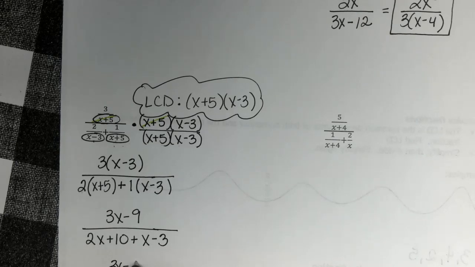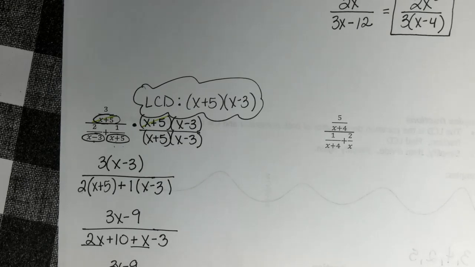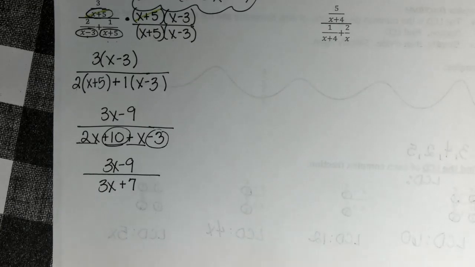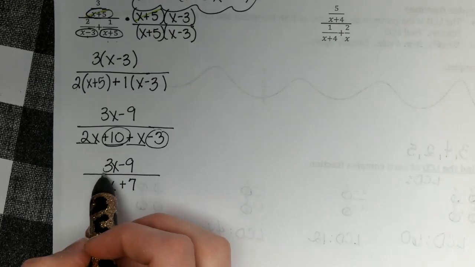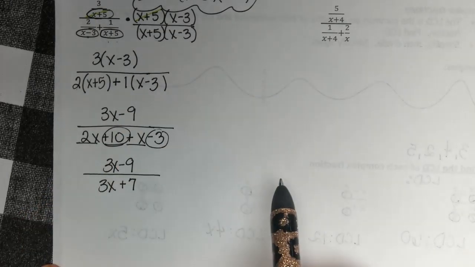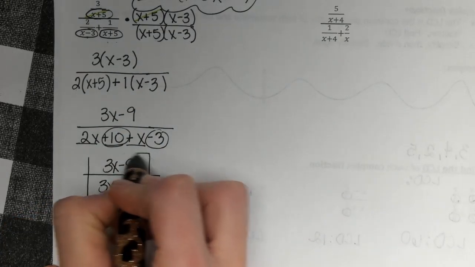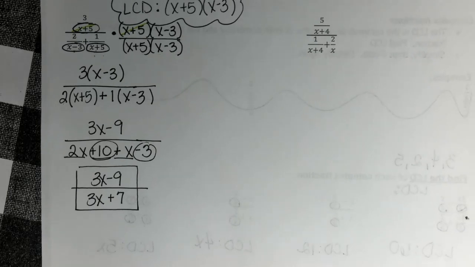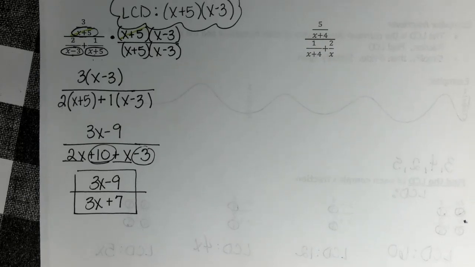So 3x minus 9 over 2x plus x is 3x. 10 minus 3 is 7. I can't simplify that. I could factor out that 3 and then just end up with 3x minus 3, but that doesn't do anything. So that's my answer. Do we follow what I'm doing for the most part? What are our questions?